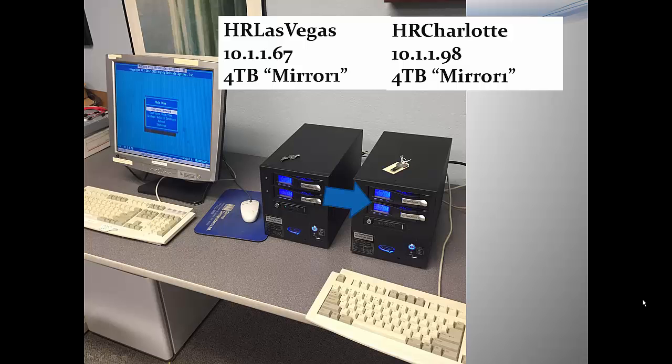The high-rely replication capability. Here's our test setup today. This is a picture of two of the NetSwap 350 appliances that are side by side. We're going to call the box on the left high-rely Las Vegas and the box on the right high-rely Charlotte. We're going to imagine a scenario under which we're replicating data from Las Vegas to Charlotte.